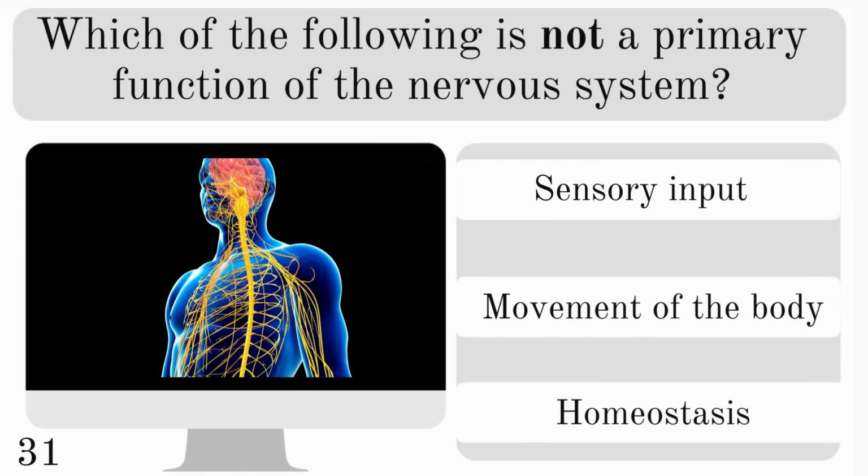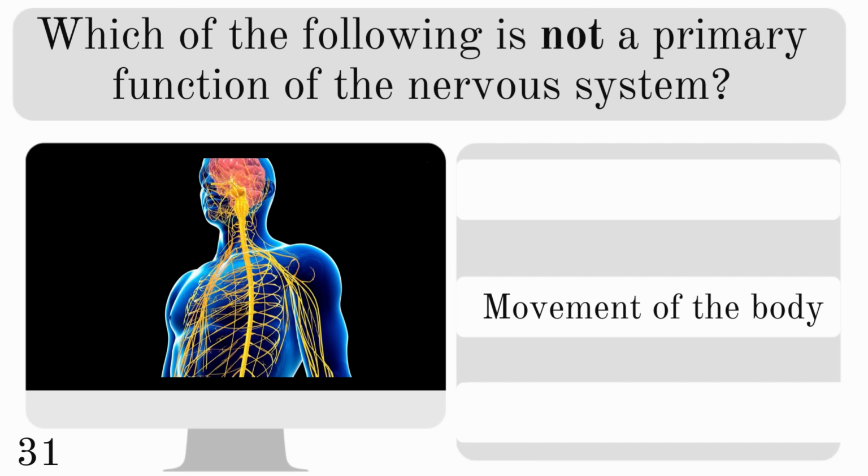Which of the following is not a primary function of the nervous system? Sensory input, movement of the body, or homeostasis? And the one that's not a primary function is movement of the body.